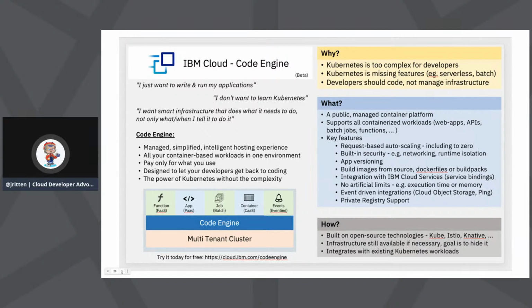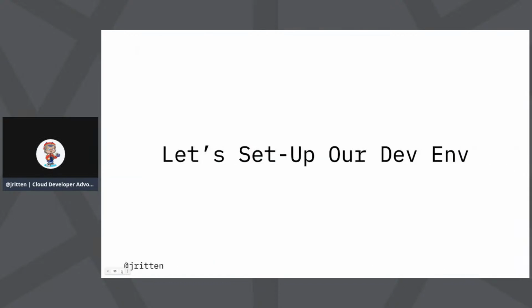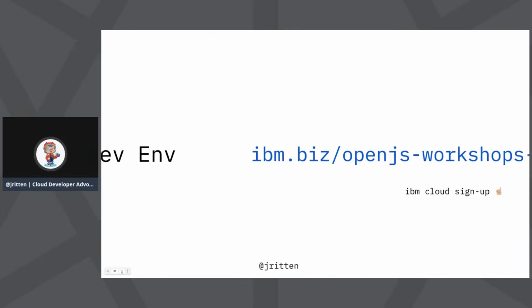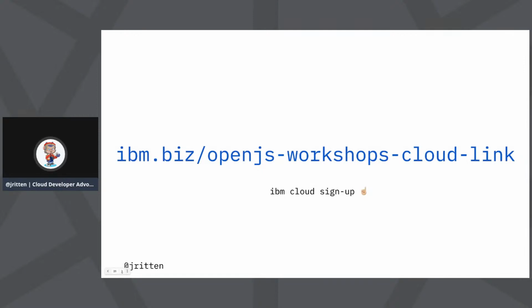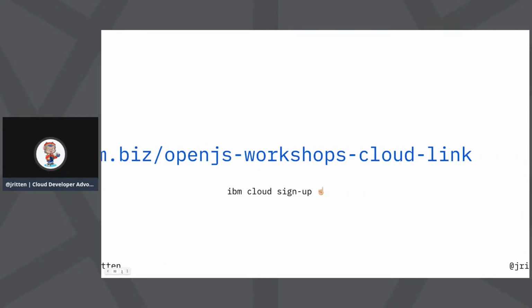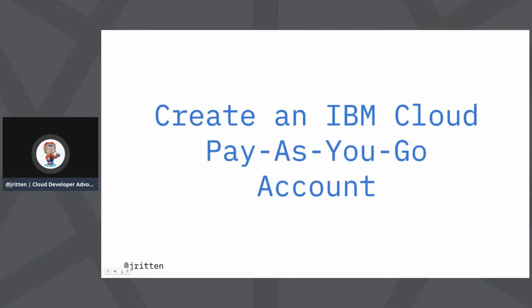So think of Code Engine as Kubernetes without all of the complexity. It really takes care of a lot of infrastructure details for you. And as I mentioned, it scales down to 0, right? So if you don't have traffic in, you're only paying for your actual CPU and memory usage. So let's set up our dev environment. And again, as I mentioned, you only need an IBM Cloud account. You do need a pay-as-you-go account.